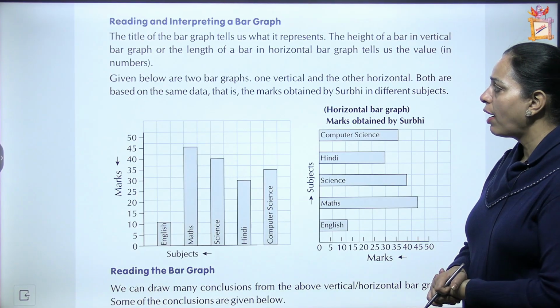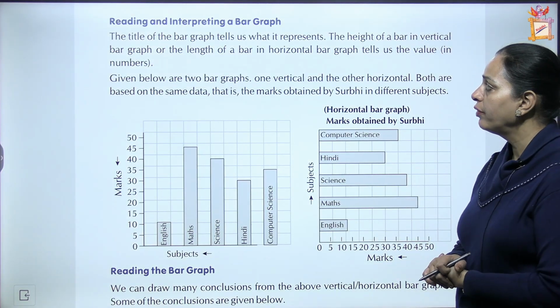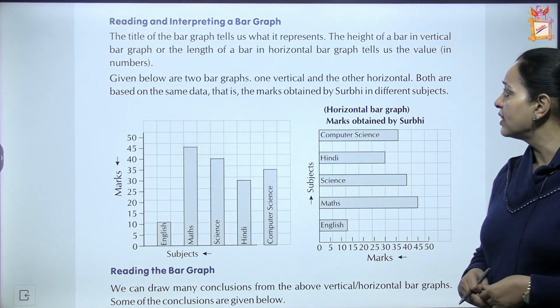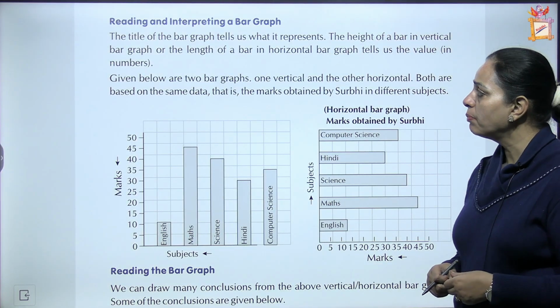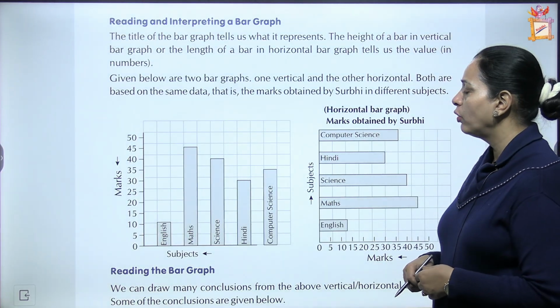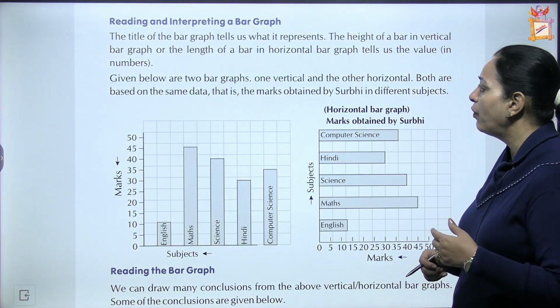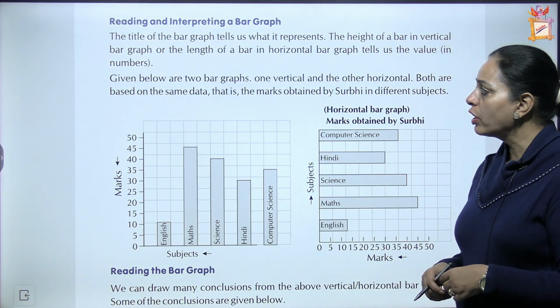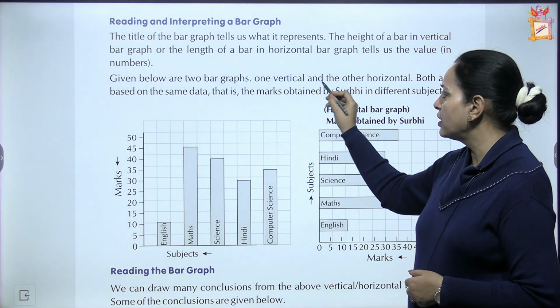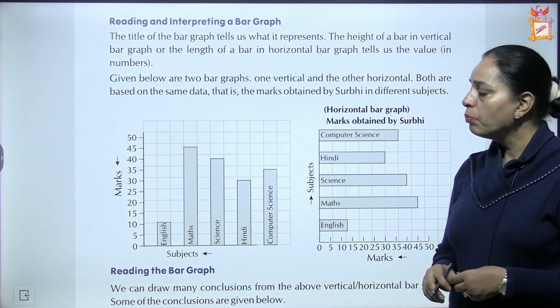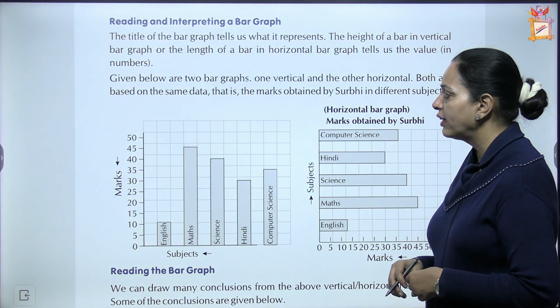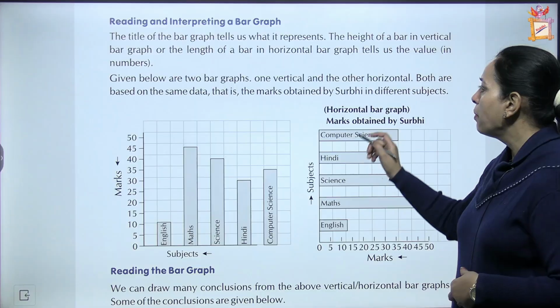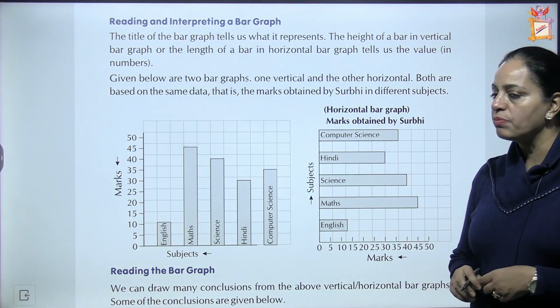Reading and interpreting a bar graph. The title of the bar graph tells us what it represents. The height of a bar in a vertical bar graph or the length of a bar in a horizontal bar graph tells us the value in numbers. So given below are two bar graphs, one vertical and the other horizontal. Both are based on the same data, that is the marks obtained by Surbhi in different subjects.